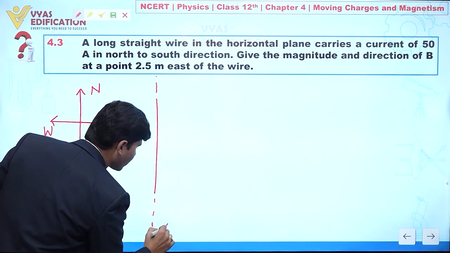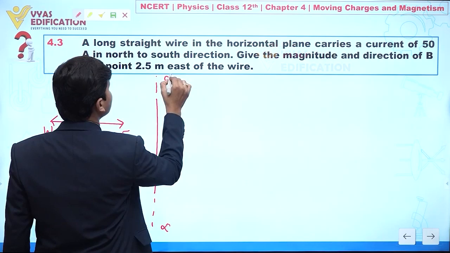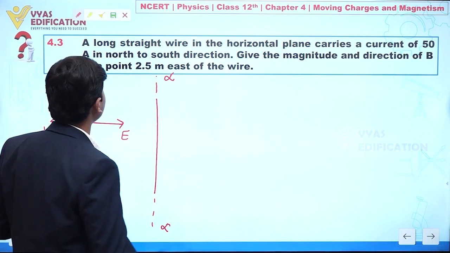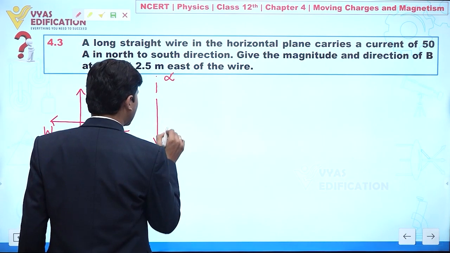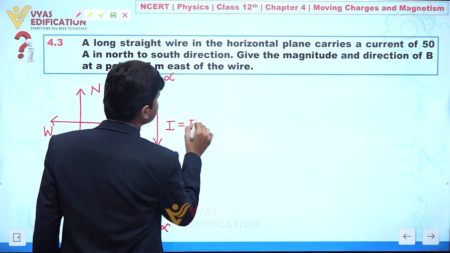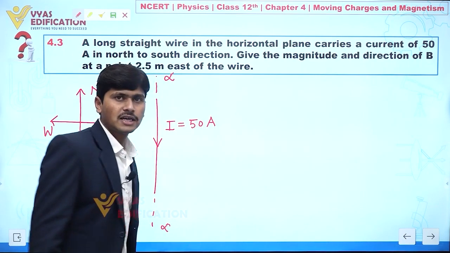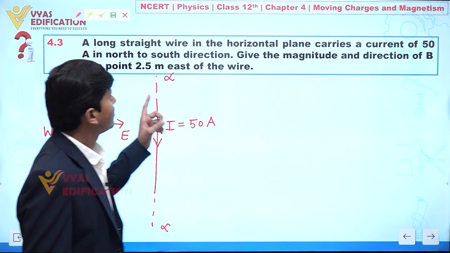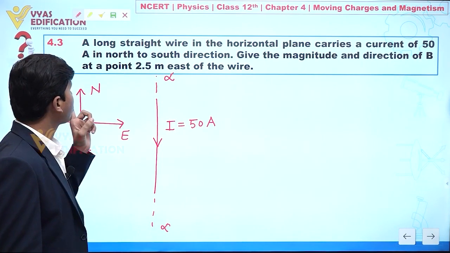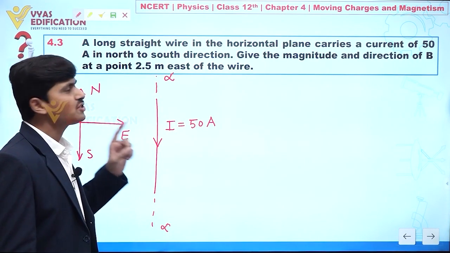And this is a very long wire from minus infinity to plus infinity. It is carrying a current of 50 ampere in the north to south direction. So I can say the current is flowing like this, north to south, and it is 50 ampere. Give the magnitude and direction of B at a point 2.5 meter east of the wire.